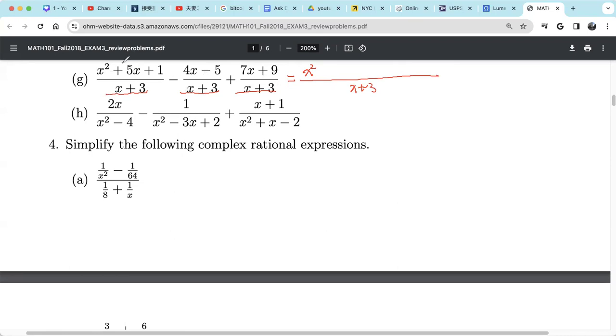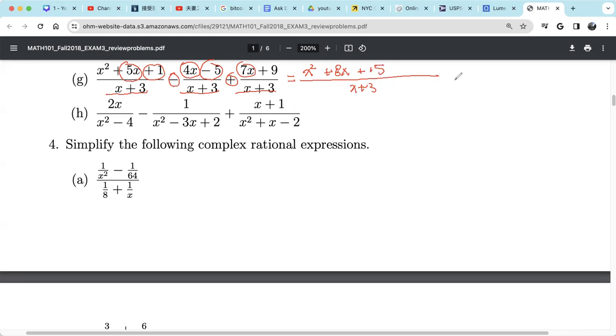Now let's look for the x term. We have 5x minus 4x, that becomes 1x, plus 7x, that's 8x. Right? Then the number will have 1 minus -5, become 1 plus 5, 6, plus 9, that's 15.